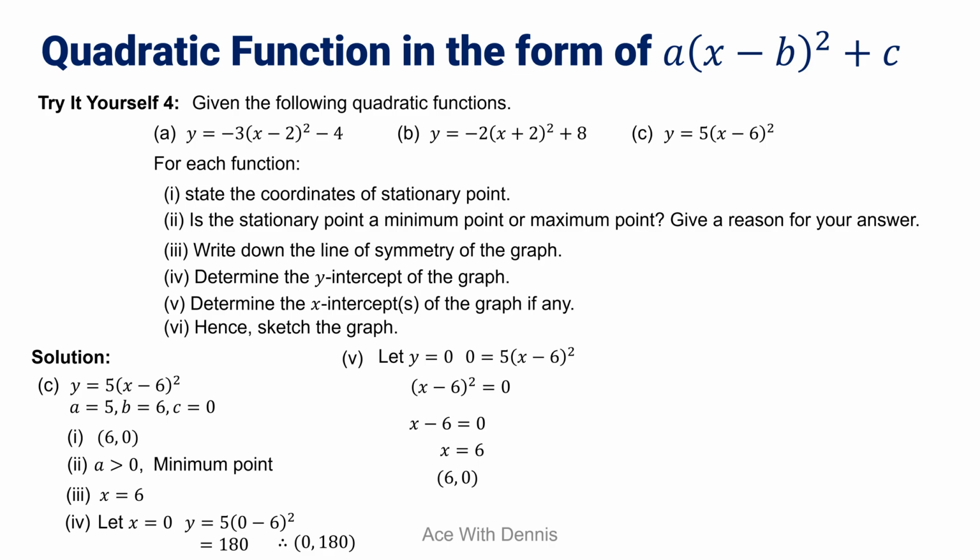Notice that there is only one root, and the minimum point and the x-intercept are the same point. Alright, so let's look at it. This is the coordinates of the minimum point, (6, 0), and this is also the x-intercept, (6, 0).